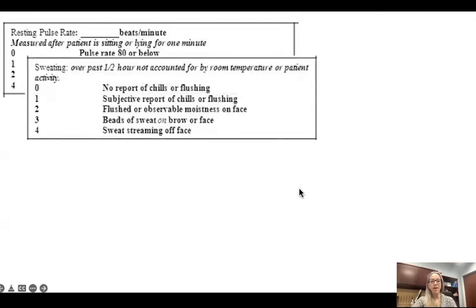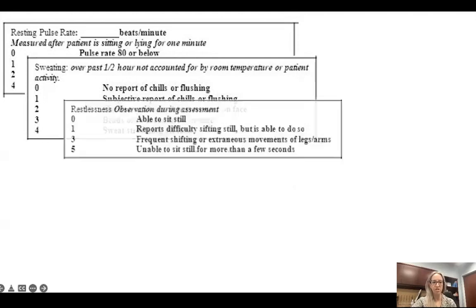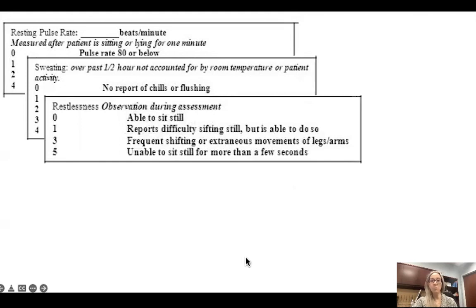And then, are they sweating? Some of this will be that they report they feel really flushed and hot, to an objective finding, like you see them wiping their brow, with sweat streaming off their face. So this can be subjective and objective information. Are they restless? Can they sit still? Are they sitting here like me, other than I move a lot and use my hands, just chilling? Or are they all over the place, can't sit still, and pacing?